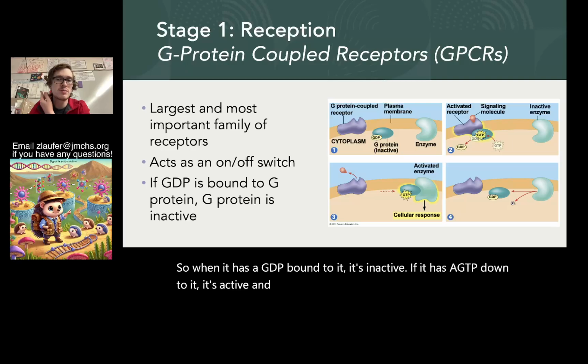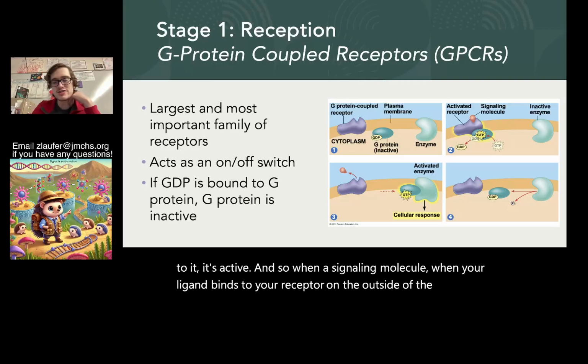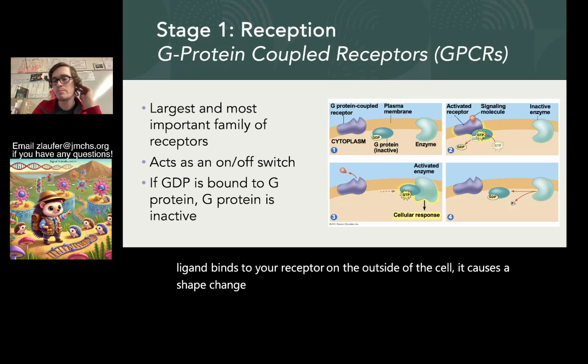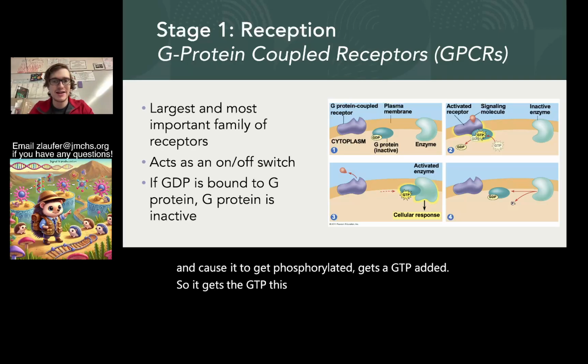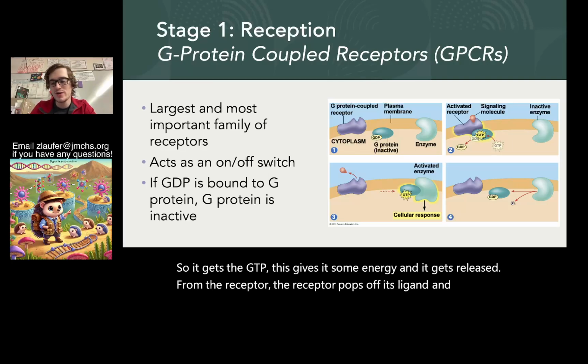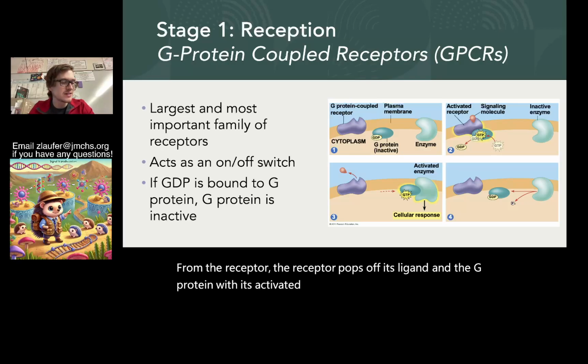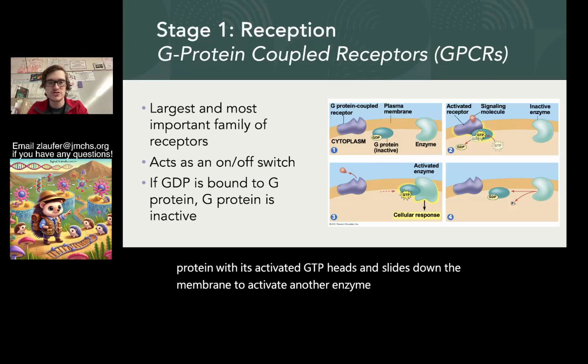And so when a signaling molecule, when your ligand binds to your receptor on the outside of the cell, it causes a shape change that will then bind to the G protein inside the cell and cause it to get phosphorylated, gets a GTP added. So it gets the GTP, this gives it some energy, and it gets released from the receptor. The receptor pops off its ligand, and the G protein with its activated GTP slides down the membrane to activate another enzyme that will start to trigger the response.